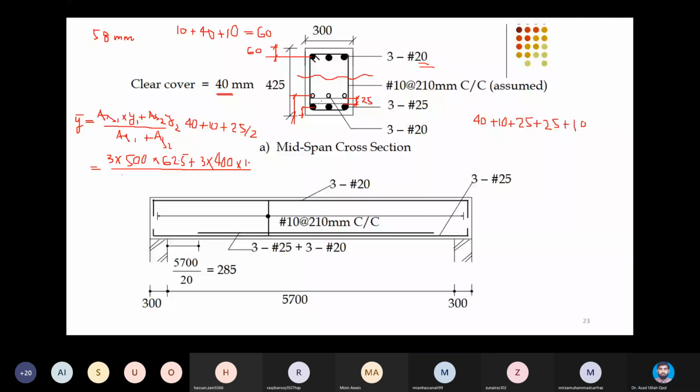Divided by the total. Please open your mics and tell me the answer for the center of the steel from the bottom, because we have taken 75 millimeter in our calculations.